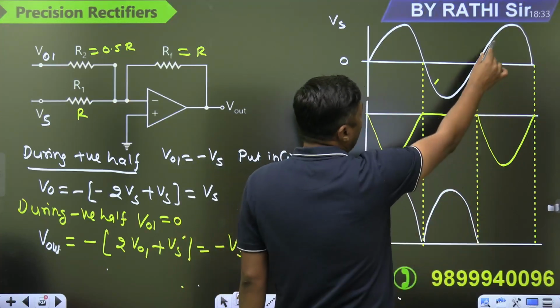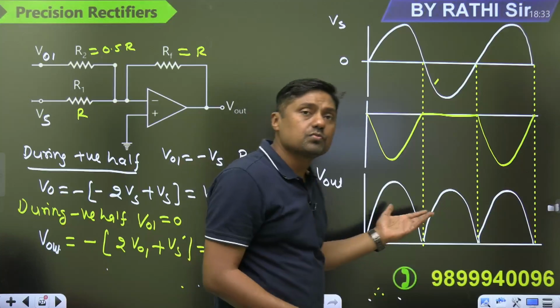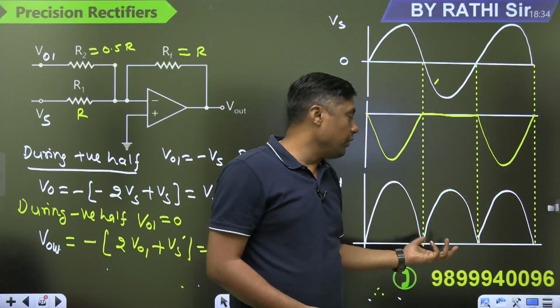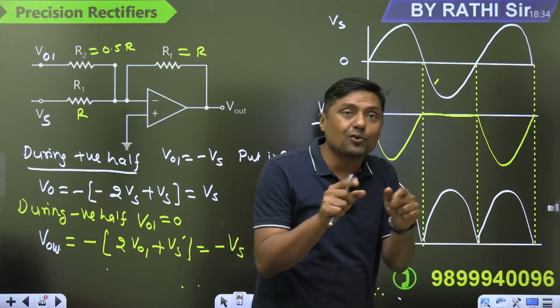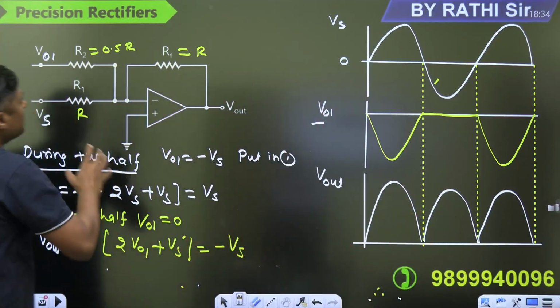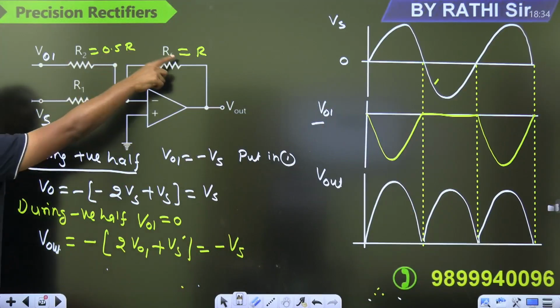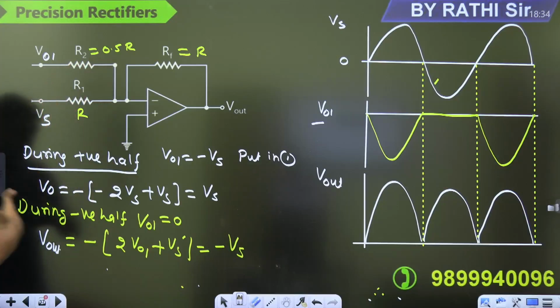Again during positive half, Vs. Again during negative half, minus Vs. What is this? Full wave rectifier. This is converted into what? Full wave. Bidirectional is converted into what? Unidirectional, and that is the role of the summer. So my dear friend, what will be the objective question? What is the value of the R2 if this is R? So it is 0.5 R and it is R. And that's why this formula is applicable.